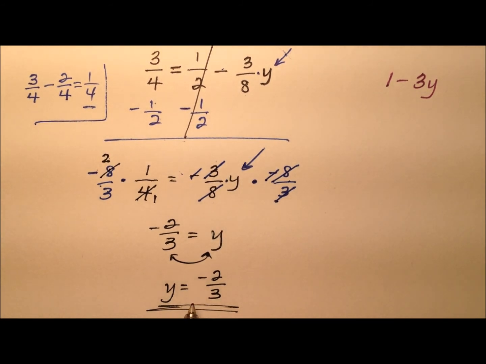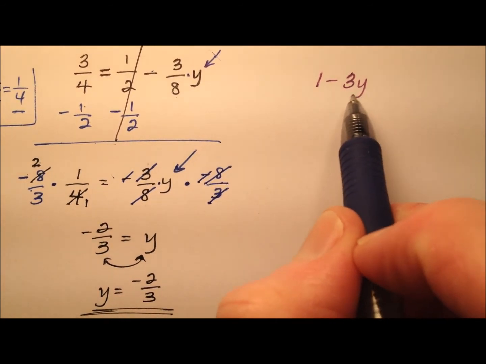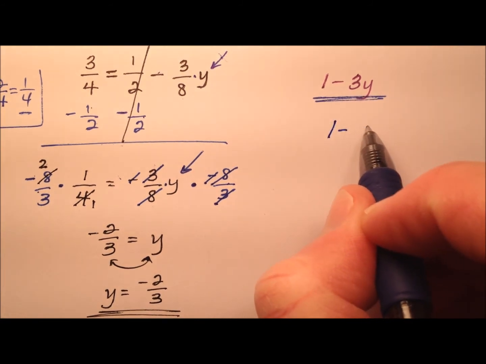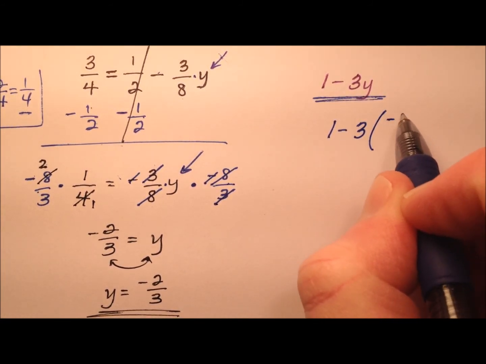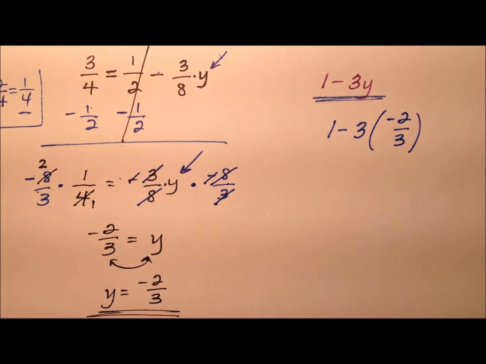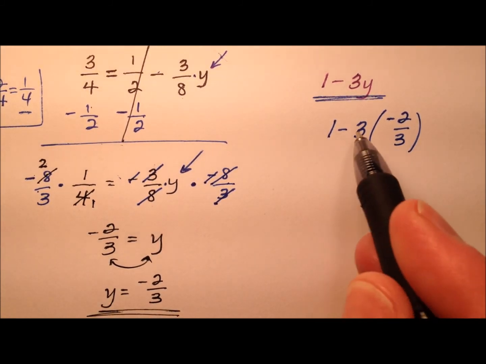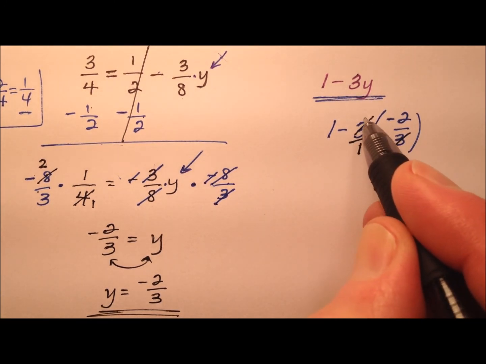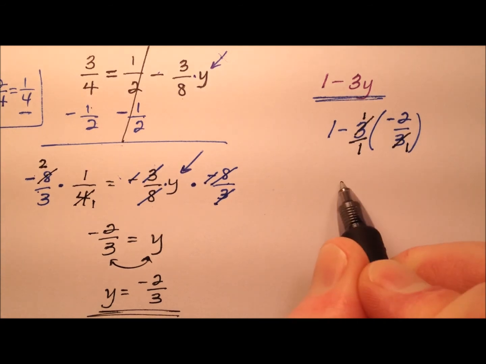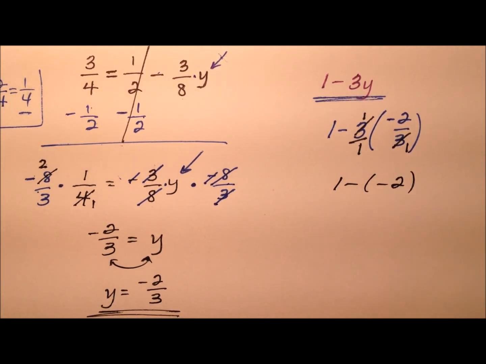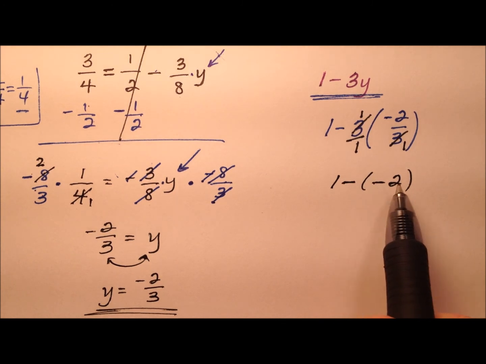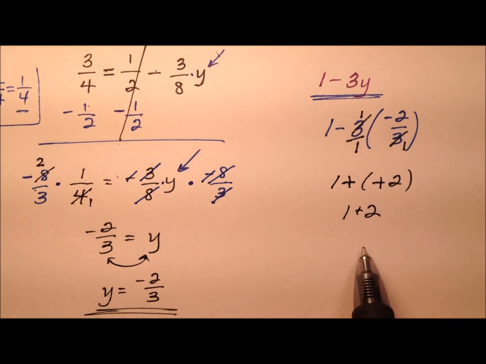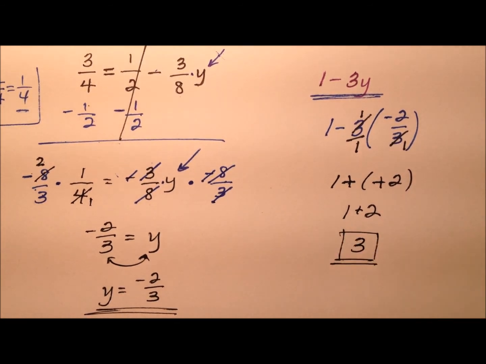We need to take that value for y, and we're going to go ahead and plug it in to this expression and evaluate that expression. So we have 1 minus 3 times that value, which is negative 2/3. Okay, well, first of all, these 3's will cancel, because this is really 3 over 1. So a 3 up here and a 3 down here will cancel. So I have 1 minus a negative 2. But when you're subtracting a negative, and they're right next to each other, you can just do a little swoosh, swoosh, and say 1 plus 2, and that's going to be 3.